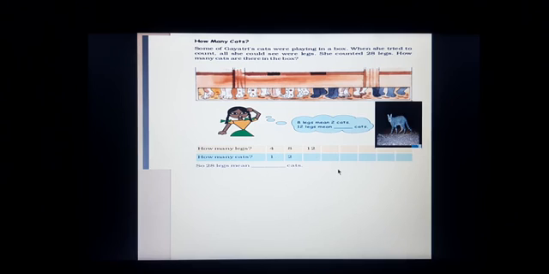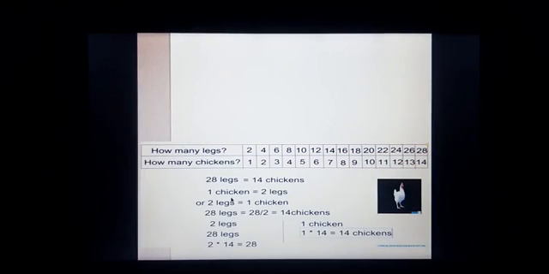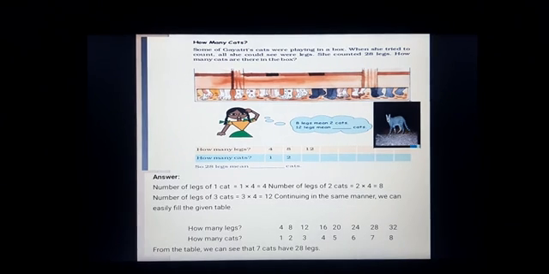We will see the table here. So in this way it is given. You can see it is given in this way. Number of legs of one cat is equal to 1 into 4 is 4. Number of legs of two cats is 2 into 4 is 8. Like that, the next step is 3 fours are 12. So continuing in the same manner, we can easily fill the given table. We have to fill the table.